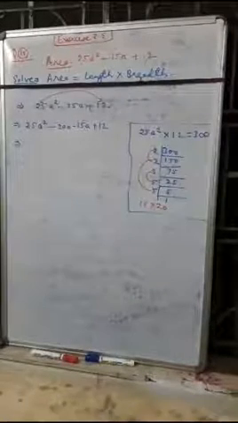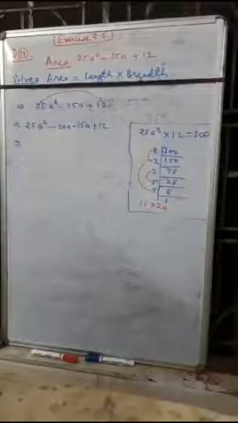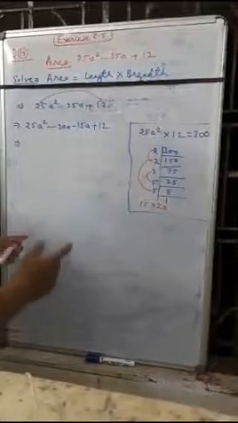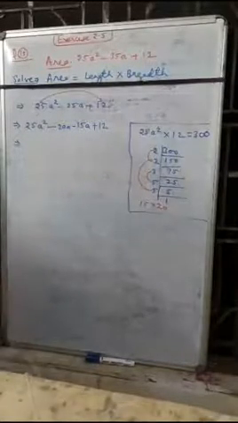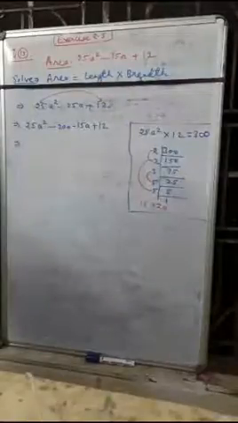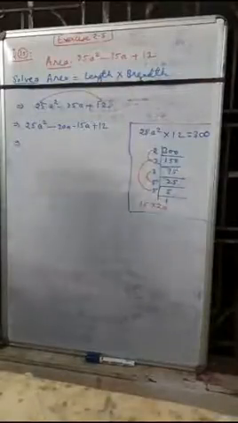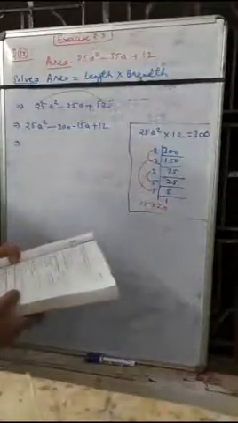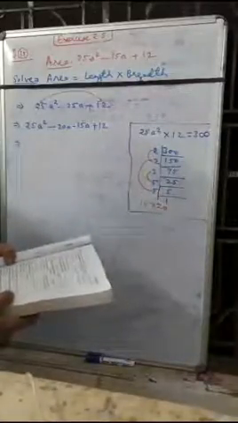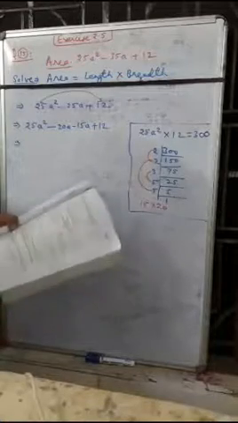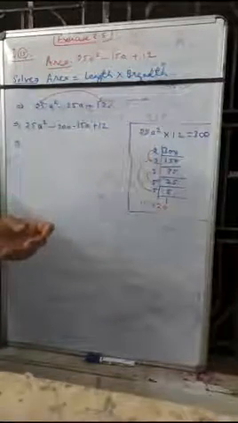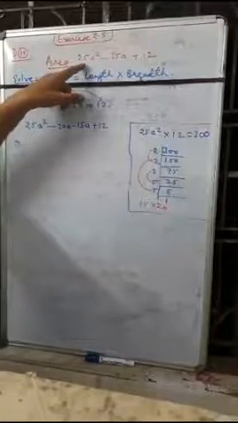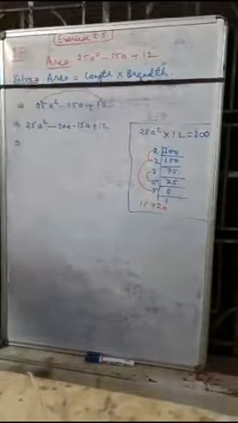So students, now we are solving question number 15. First option, area is equal to 25a square minus 35a plus 12. In this question, if you read the question, give possible expressions for the length and breadth of each of the following rectangles in which their areas are given. So in this question, areas are given. Area is given as 25a square minus 35a plus 12.